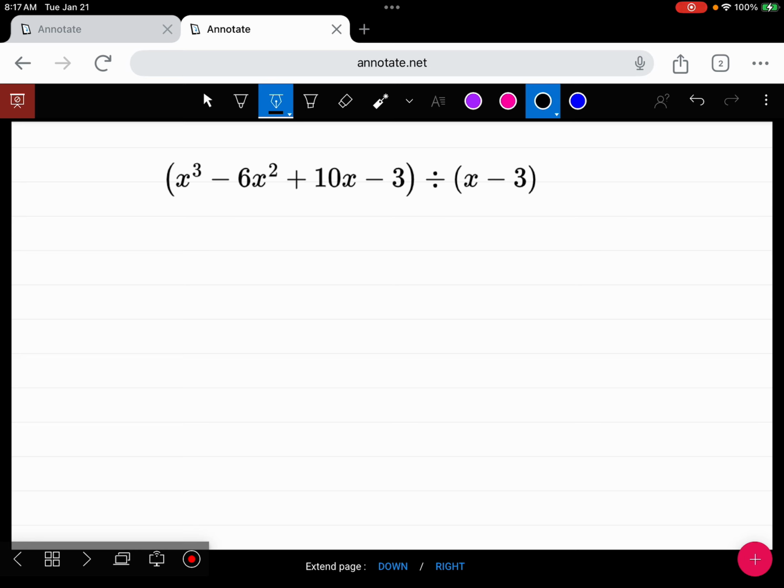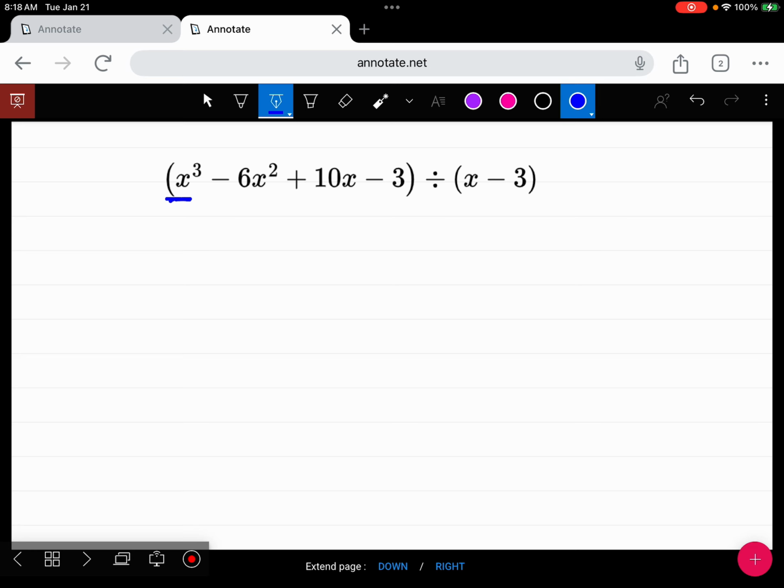We've got x cubed minus 6x squared plus 10x minus 3, and we're dividing it by x minus 3. So the first thing we're going to do is take all of our coefficients for all of our terms and line them up. So we need the numbers that are in front. It's really important that this is in standard form, so it's a good idea to double check that it is. My biggest exponent is 3, and then 2, and then 1, and then a number, so we're good to go.